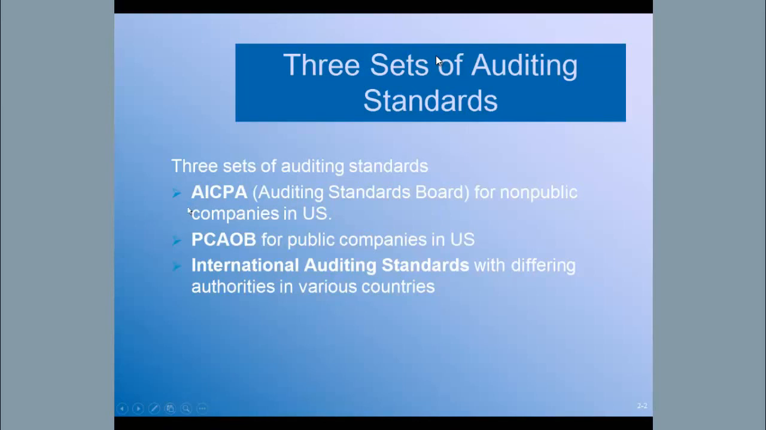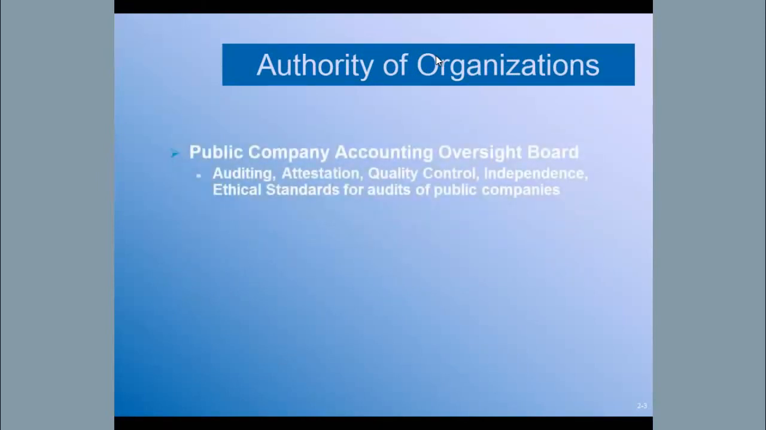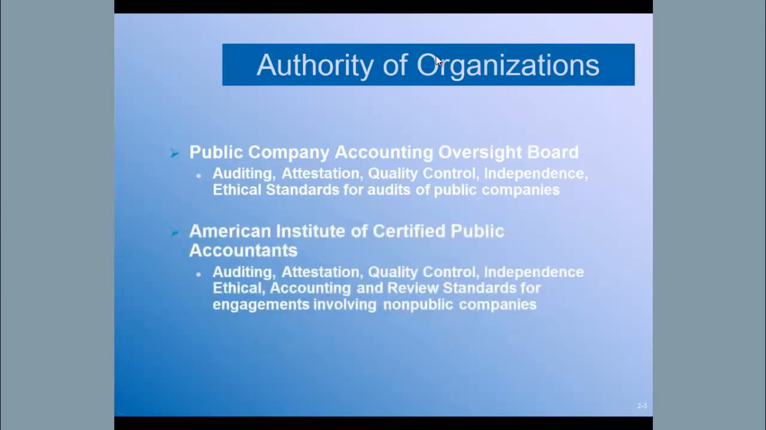And they're governed by what the rules are, not by how to audit. They're not going to tell you how to audit cash. They're going to tell you what the basic framework of auditing is and what you need to have in place in order to have a good audit. So as we said, the PCAOB governs the auditing, attestation, quality control, independence, and ethical standards for public companies. The AICPA does the exact same thing for private companies, but they include their review standards, because again, the PCAOB is dealing more with audits, and the AICPA is, again, non-public companies.